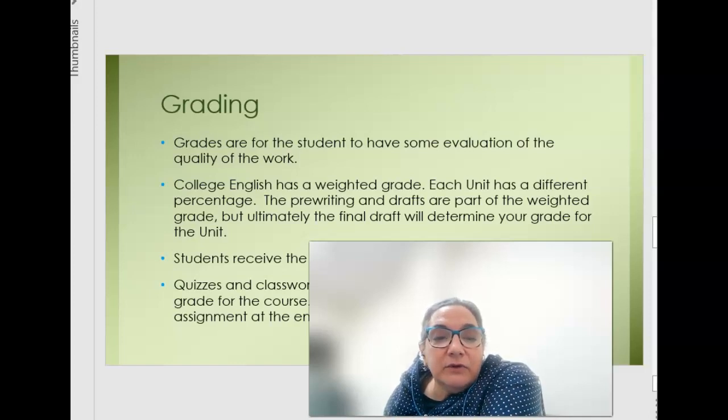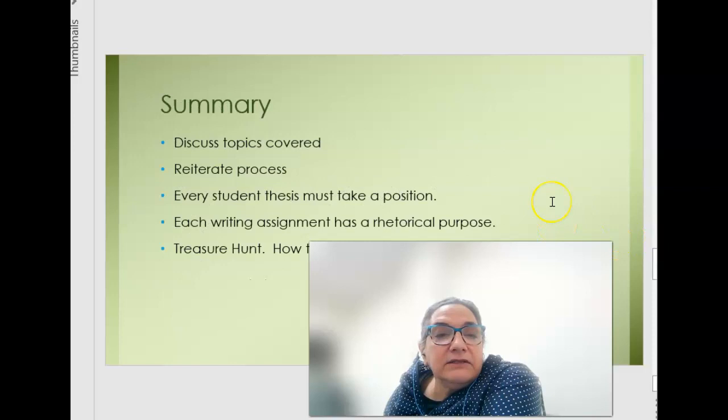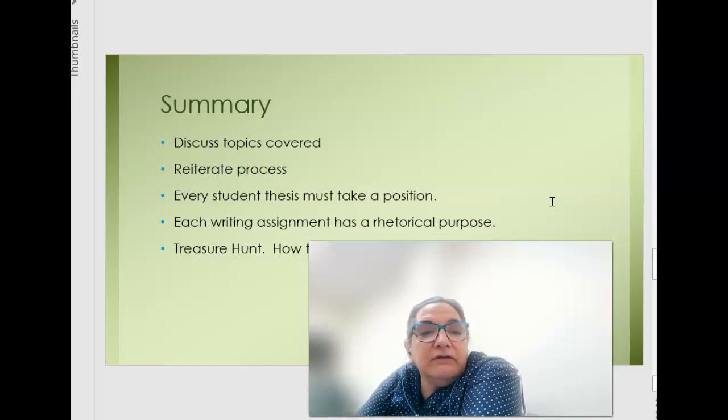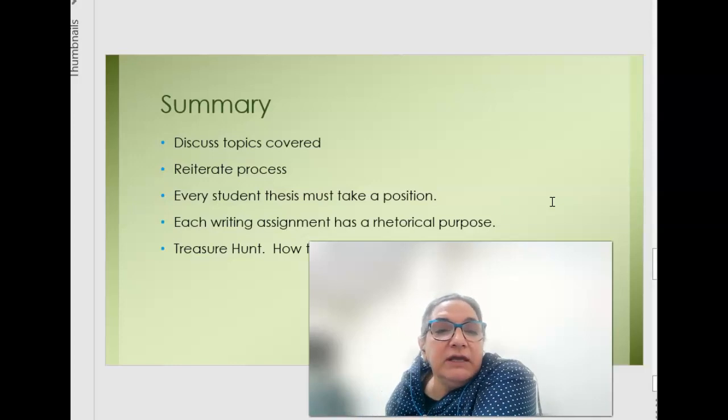Keeping in mind that quizzes and classwork are a small percentage of the overall grade, but the unit papers are really the grade. Let's think then that writing is an iterative process, that every student must take a position. That's called your thesis. Every student thesis must take a position, and every writing assignment has a rhetorical purpose.